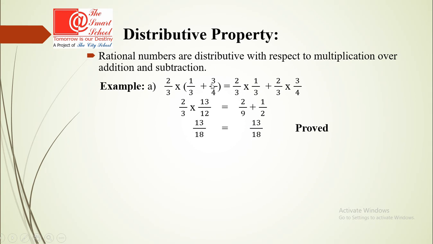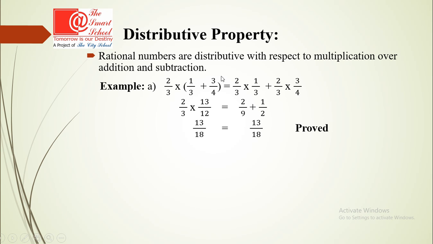Now we will check over addition. Look over here. A rational number 2 over 3 multiplied by, inside the bracket, 1 over 3 plus 3 over 4. If we distribute 1 over 3 with 2 over 3 and then 3 over 4 with 2 over 3, it will be like this: 2 over 3 multiplied by 1 over 3 plus 2 over 3 multiplied by 3 over 4.